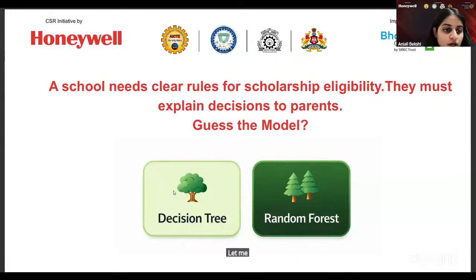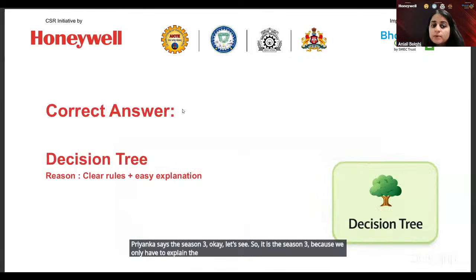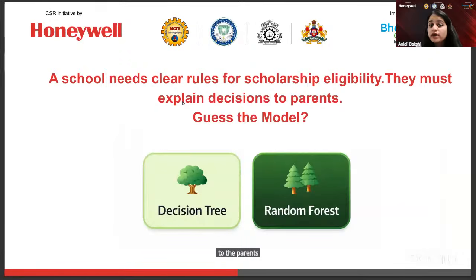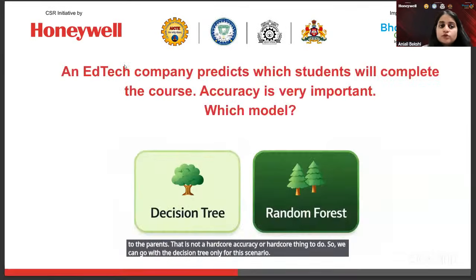Let me see the chat. Rakshita says decision tree. Khalid says random forest for rule making. Sakshi says decision tree. Priyanka says decision tree. Okay, let's see. So it is a decision tree because we only have to explain the rules to the parents. That is not a hardcore accuracy thing to do. So we can go with the decision tree only for this scenario. Let's move on to the next.